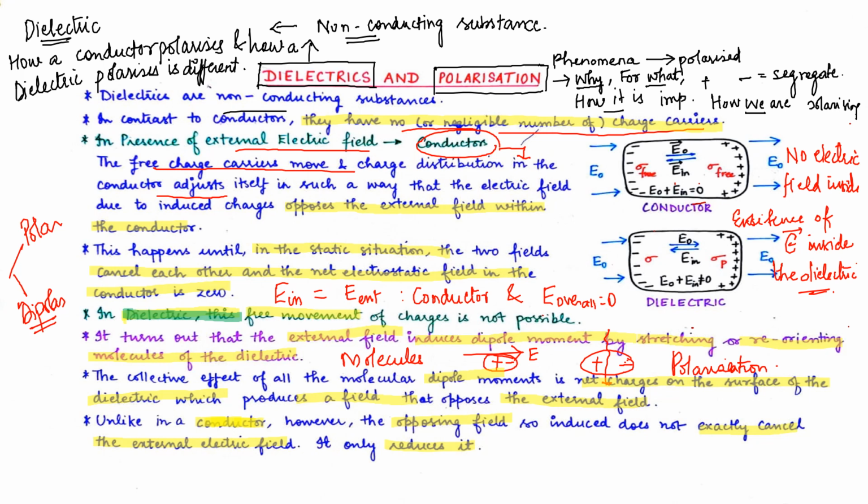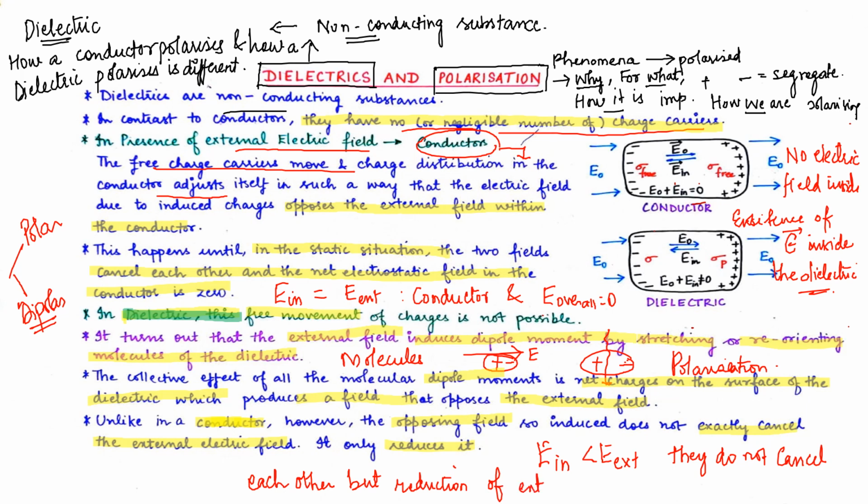What basically is happening is that these internal fields are small enough compared to the external electric field that they do not cancel each other, but reduction of the external electric field is done. In a conductor, what happens?